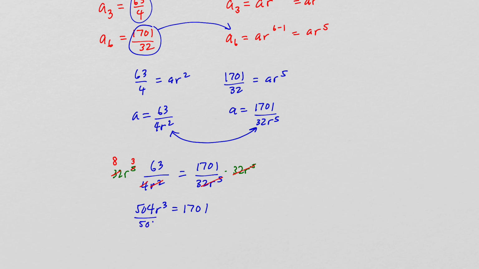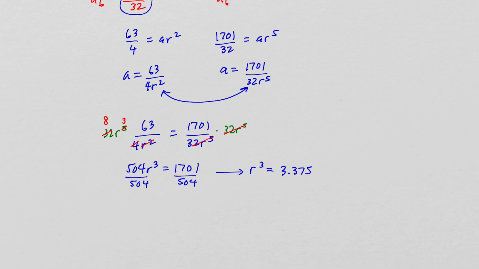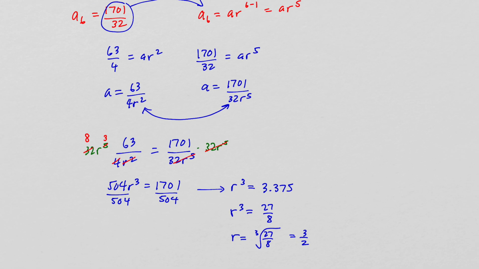Now I'm going to divide by 504, and I should say that when doing this, a calculator is, of course, very helpful. So 1701 divided by 504 is 3.375. Now, if you write that as an actual fraction, you're going to get 27 over 8. And so R will just be the cube root of 27 over 8, which of course is 3 over 2. So it's a little bit tedious, but with a little algebra, we can solve for R.